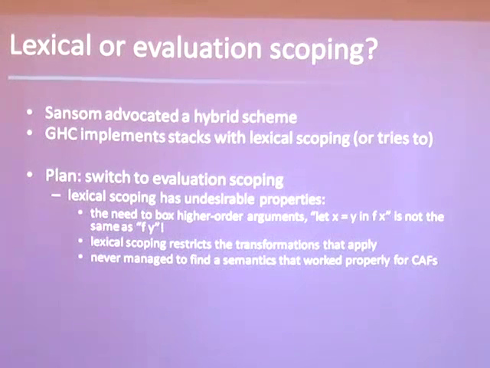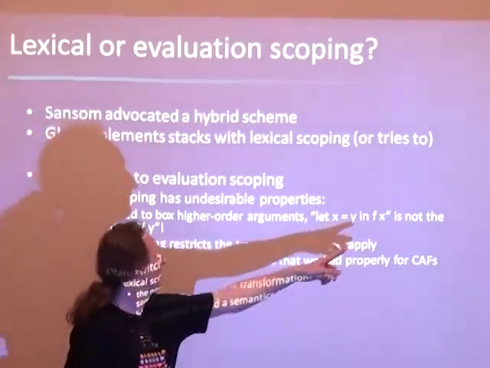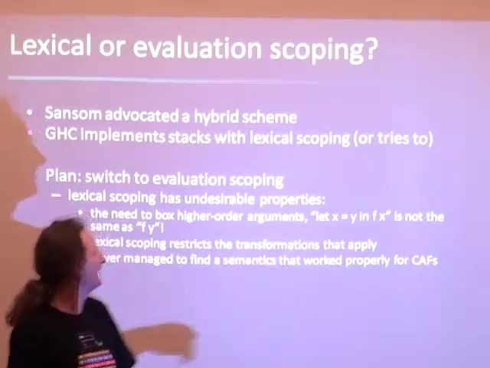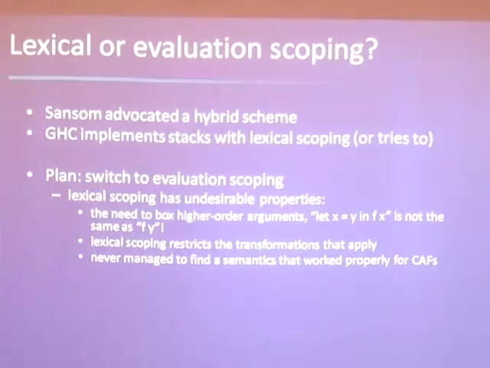It turns out, first of all, that there are some undesirable properties of lexical scoping that I discovered. If you abstract a variable, if you just introduce a let binding for x equals y in f x, that has a different meaning under lexical scoping than just f of y. So there are some very undesirable properties going on. And it turns out that lexical scoping really restricts the transformations that simplify it. And we didn't fully understand which transformations were valid.